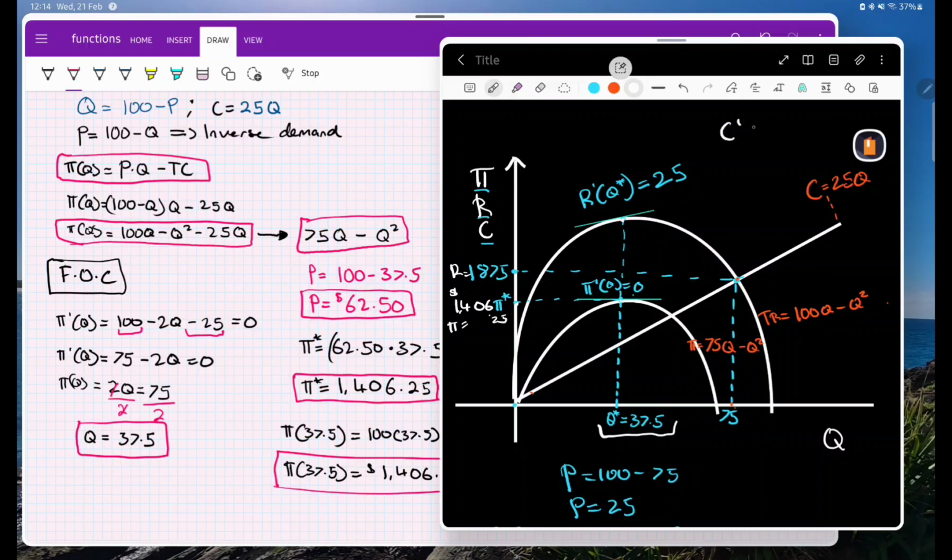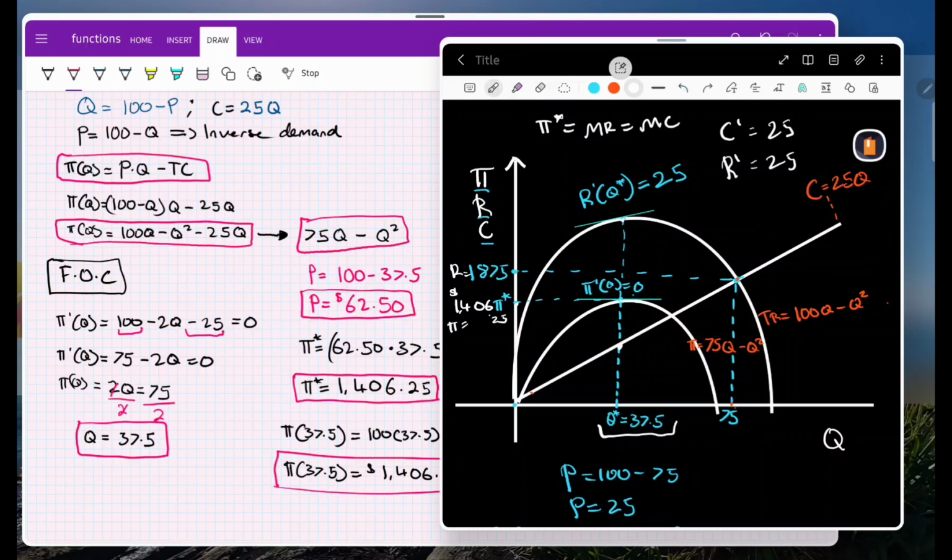So the first derivative of your cost is 25. Your marginal revenue, put it in terms of derivative to keep it consistent, is 25. And a condition for your profit to be maximized is setting your marginal revenue equal to your marginal cost. And at that point, those slopes are the same.